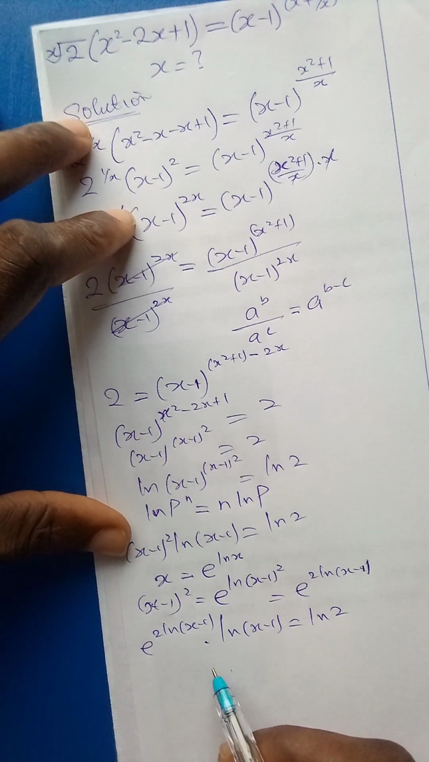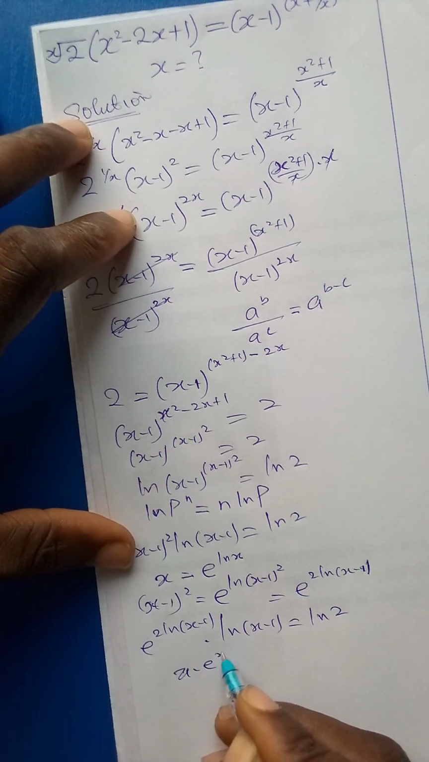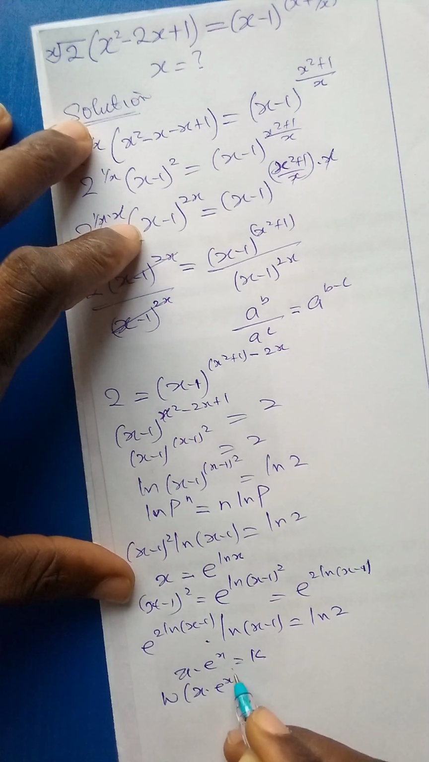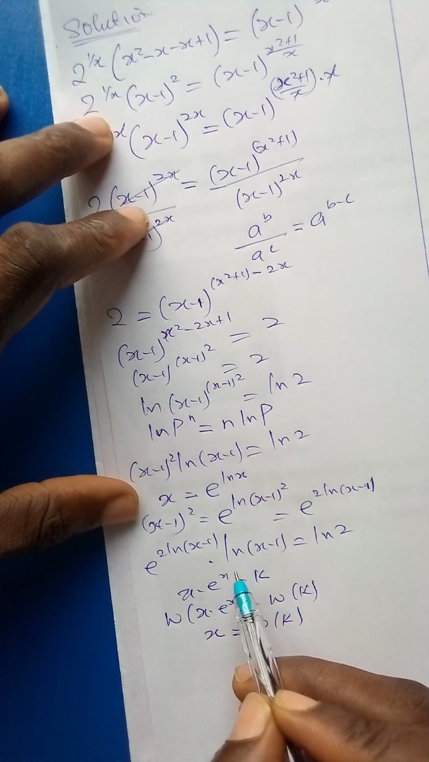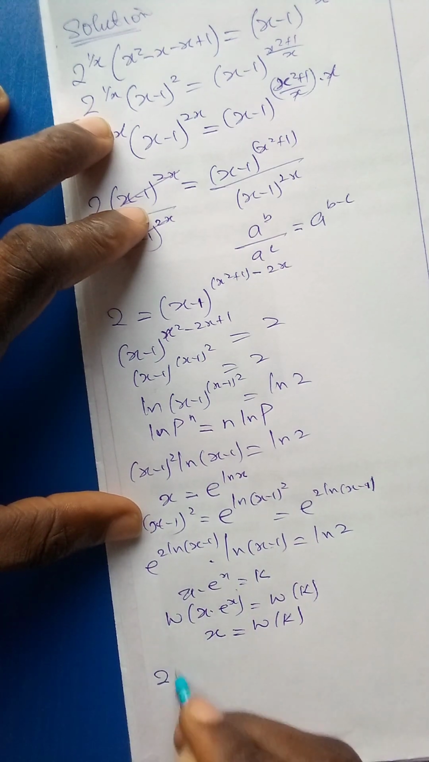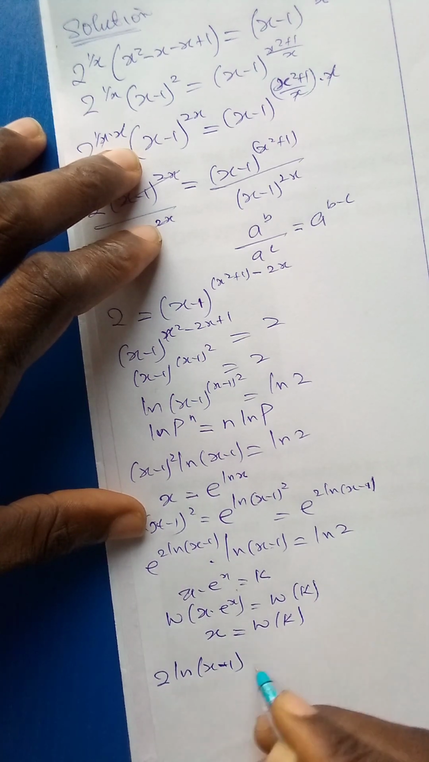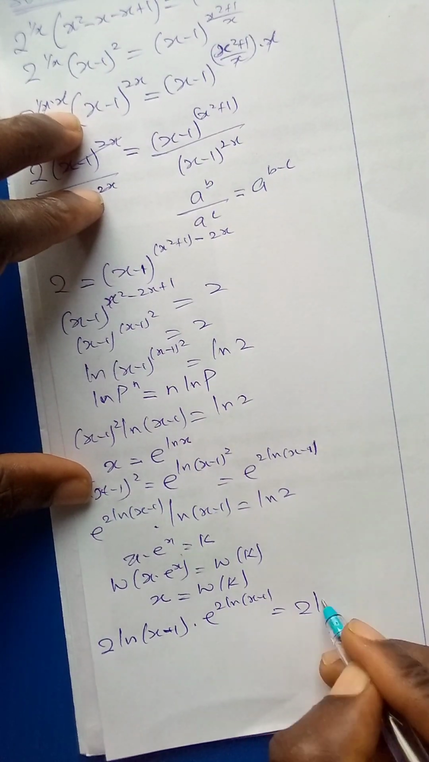Now at this point, I need to apply the Lambert W function. That Lambert W function is this. If I have x times e to the power x equals a constant, then I will take the W of both sides: x times e to the power x equals W of the constant. This term will now simplify into x, so x equals W of the constant. Now to make this term exactly this, I'll have to multiply both sides by 2. So that becomes 2 times ln x minus 1 times e to the power 2 ln x minus 1 is equal to 2 times ln 2.